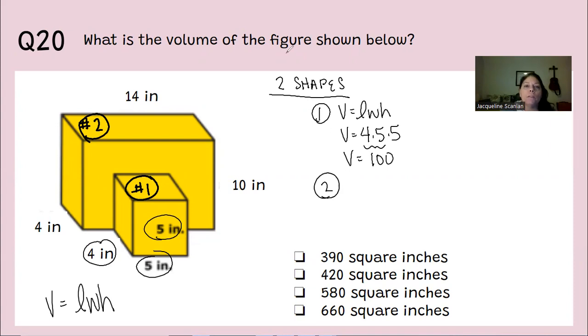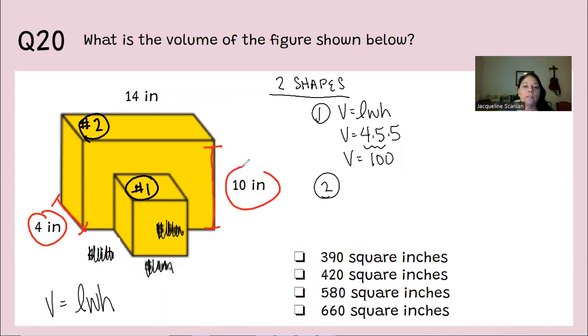Now I'm going to move on to the shape in the back, and I need to make sure I'm using the right dimensions for that shape. So this 4 inches goes from here to here, which is on the front. This 5 inches goes from here to here, which is on the front. And this 5 inches goes from here to here, which is on the front. So I don't need to use any of those measurements. The measurements that are left over are going to be the other 3 numbers that you see. So for the second rectangular prism, I'm going to be using the 4, which goes from here to here, by the 10, which is the height, by the 14, which is the length.